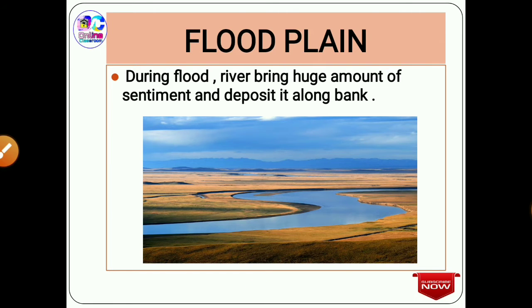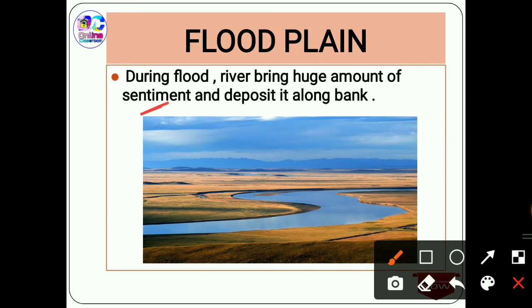The next is a floodplain. During a flood, there is a huge amount of sediment that has been... Sorry, there is a mistake. It will be sediment, not sentiment. T will be replaced by D. So when a huge amount of sediment has been deposited on both sides of the river, this deposited sediment is called a floodplain.